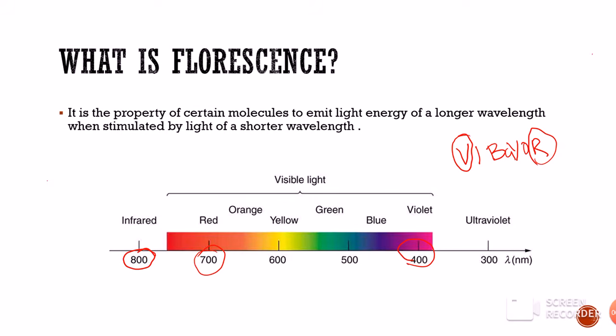So an object which is said to be fluorescent, whenever it is stimulated by a light of shorter wavelength, say blue, green or violet, will emit light energy in a longer wavelength form, that is yellow, orange or red. As it emits this light energy of longer wavelength, the object will start to glow and become more visible, and this is called luminescence.